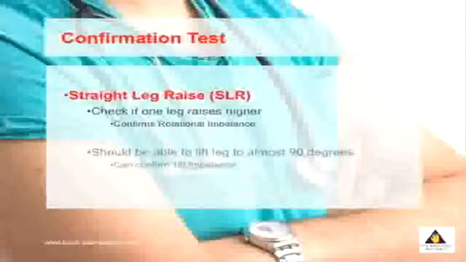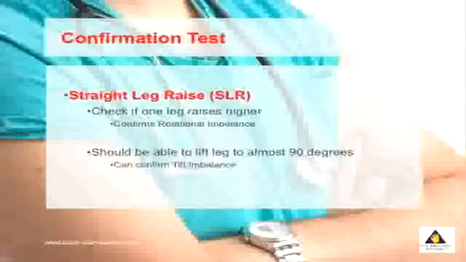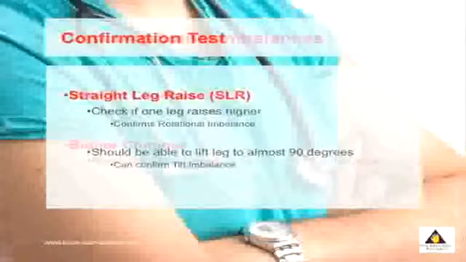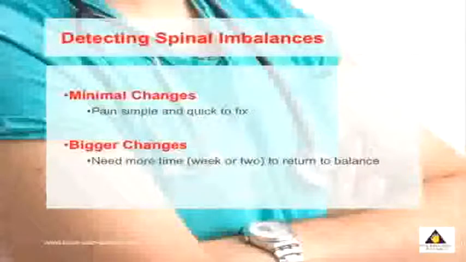Now, there are two things that you will note. First, that you may find is you can lift one leg higher than the other side. Now, if this is the case, then again it confirms that you have a rotational imbalance. Secondly, people should be able to lift their leg up to almost 90 degrees. Now, if you find that you can't lift your leg up to 90 degrees, and if both your legs are similar, then you may have those tilt type imbalances.